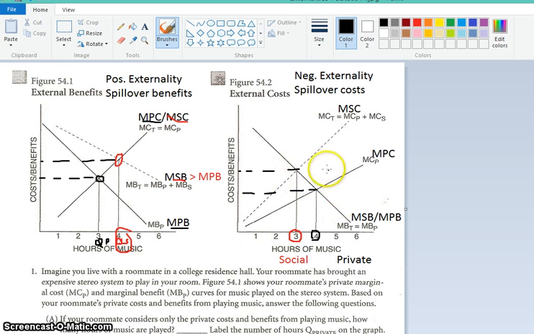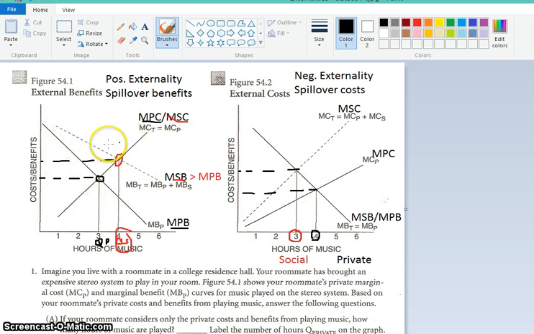If we want to talk about other things the government could do, aside from creating laws, what did we just get done talking about? We just got done talking about taxes, right? Taxes, per unit taxes anyways, reduce the level of output. So that would work. Now let's flip it here.